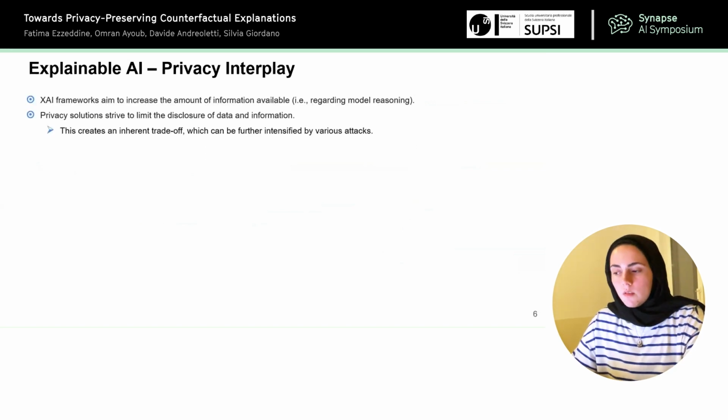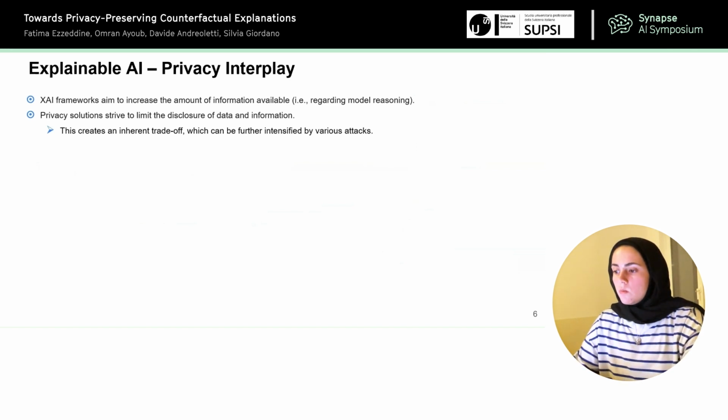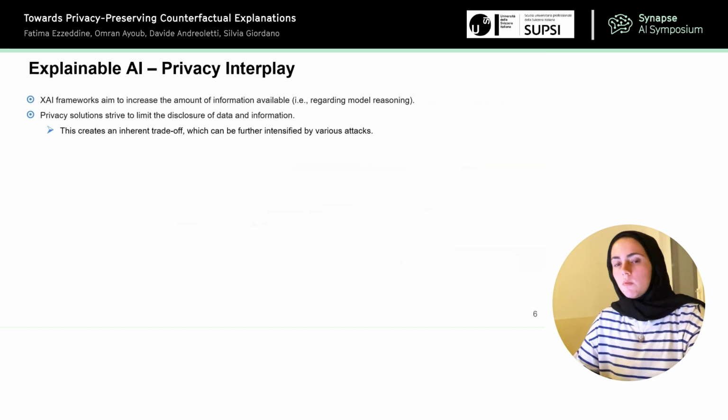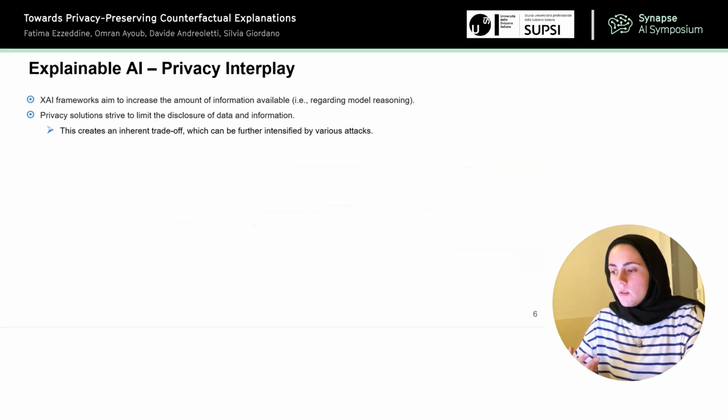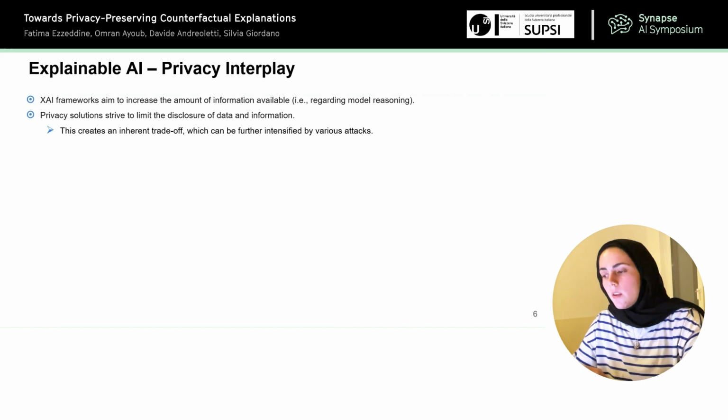But everything comes with a price. For explainability, we have explainability frameworks, which include counterfactuals and others, that are trying to give information about the model's reasoning, how the model made its decision. This way we are giving information about the model that we have. Maybe unintentionally, we are giving information about the sensitive data that the model was trained on, and this comes in contrast with the concept of privacy, where privacy is trying to limit the disclosure of any data or any information or any property of the model that we have.